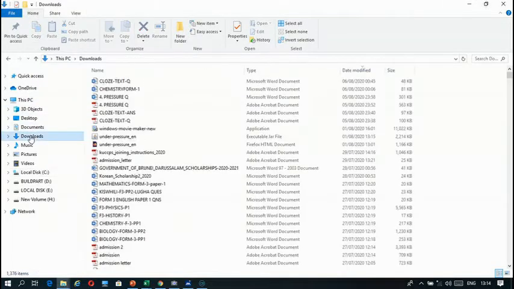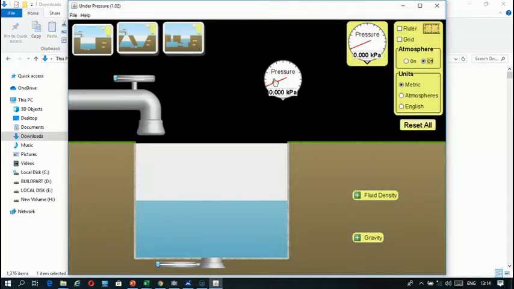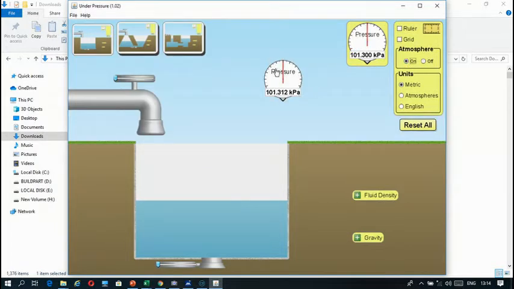Taking on crashing can experiment. We can have a simulation to show us what is happening. Like here, on the surface here, we already have atmospheric pressure. You can decide to put atmospheric pressure off. On the surface, there is atmospheric pressure. So if you just put the atmosphere on, already the pressure gauge reads 101,312, implying there is already pressure here.